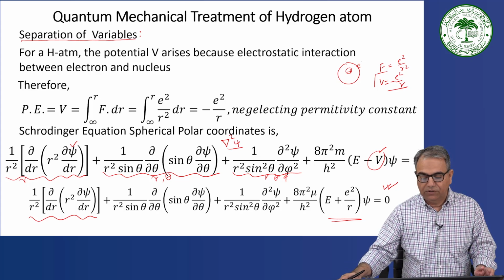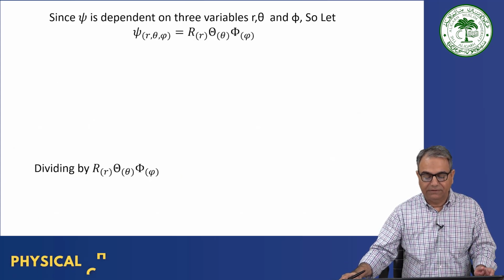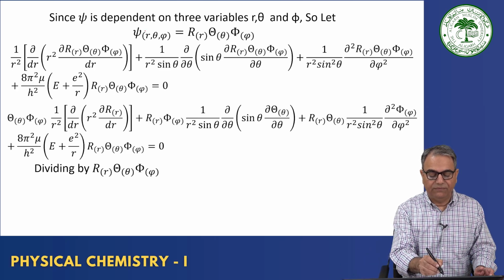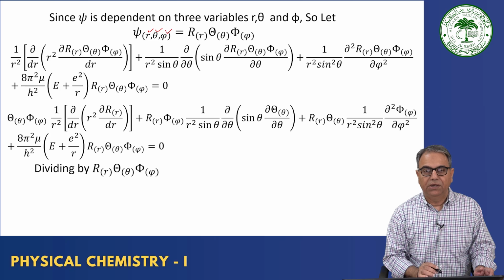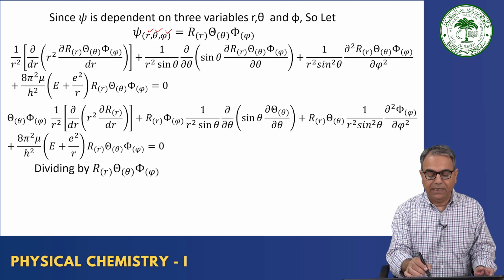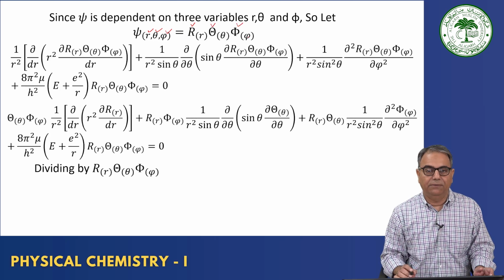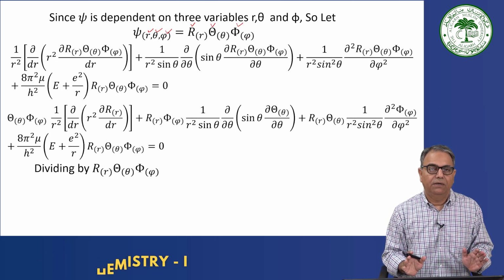Okay. So we write psi, which is a function of r, theta and phi. We split this function into three components: capital R depending on r only, capital Theta depending on theta only, and capital Phi depending on phi only. This is the normal method.